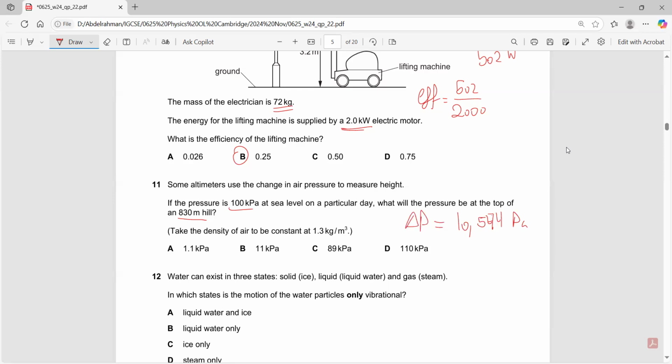This is the delta P. It's not the final pressure. This is the change in pressure. How can I find the final pressure? Can I find the final pressure?